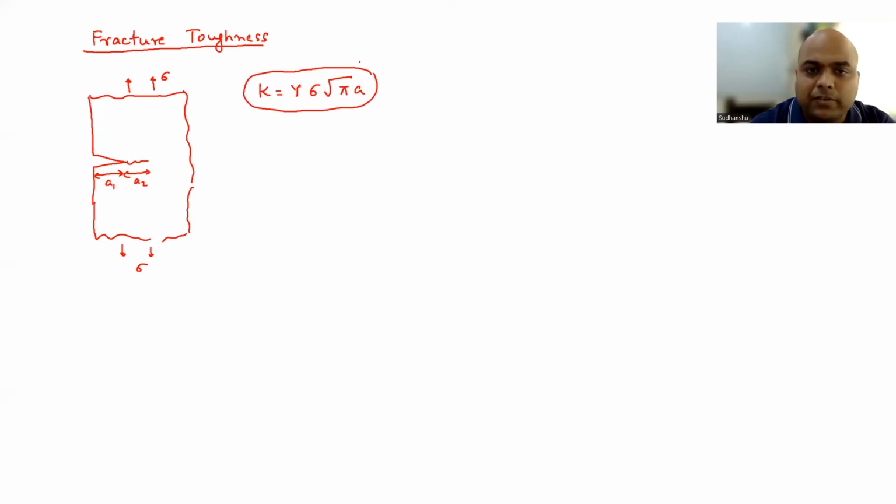So if the crack length A is increasing and sigma is constant, K is also going to increase, right? Similarly, if we keep A fixed and increase sigma, K is also going to increase. So K can increase either by increasing sigma and keeping A fixed, or by increasing A keeping sigma fixed. If the crack is growing, say with respect to time or number of cycles, at some point K is going to reach a particular value where the material is going to fail, isn't it? That particular value will be called fracture toughness.